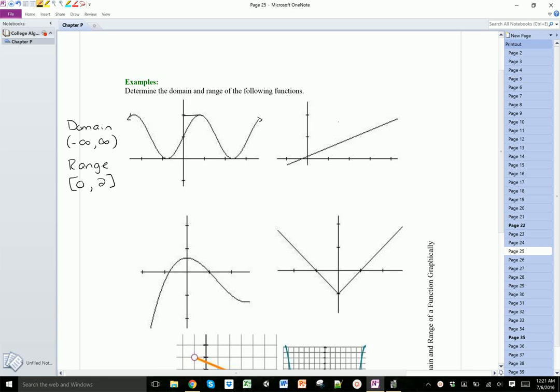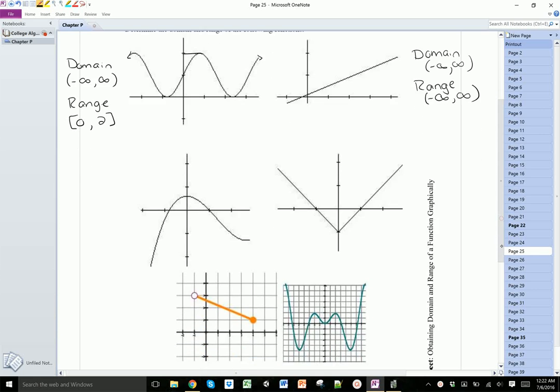Now linear equations like this are easy. The domain and range are always -infinity to positive infinity. Sorry, I'm writing this kind of sideways and it's a little hard to write. Okay.